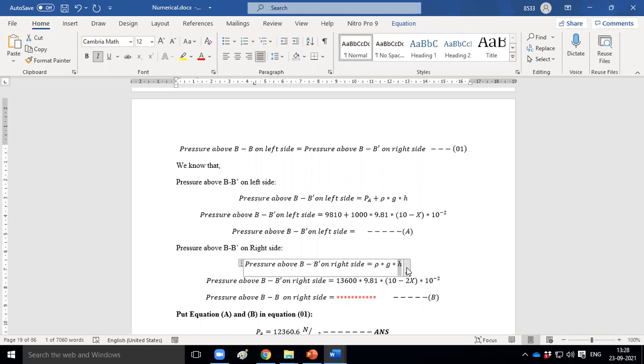Now H, what is the value of H? 10 minus 2x, we already calculated. And this again is multiplied by 10 to the power minus 2. Why is this 10 to the power minus 2 required? Centimeter to meter conversion. Meanwhile, you can send your answer in the chat box. If you calculate it, tell me the value of pressure above BB dash on left side. This is the pressure above BB dash on right side.